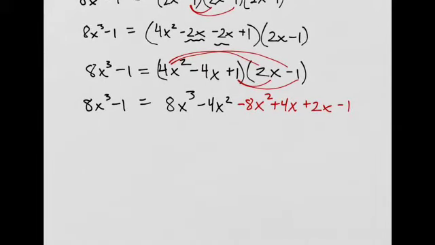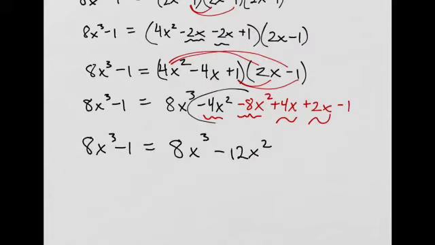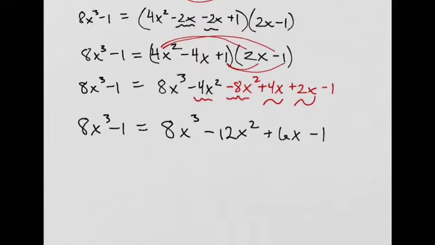Great. Again, I can combine like terms. I have that and that, I have that and that. Okay, so I will combine those. The negative 4x squared and the negative 8x squared combine to a negative 12x squared. And then I have plus 6x and then minus 1.